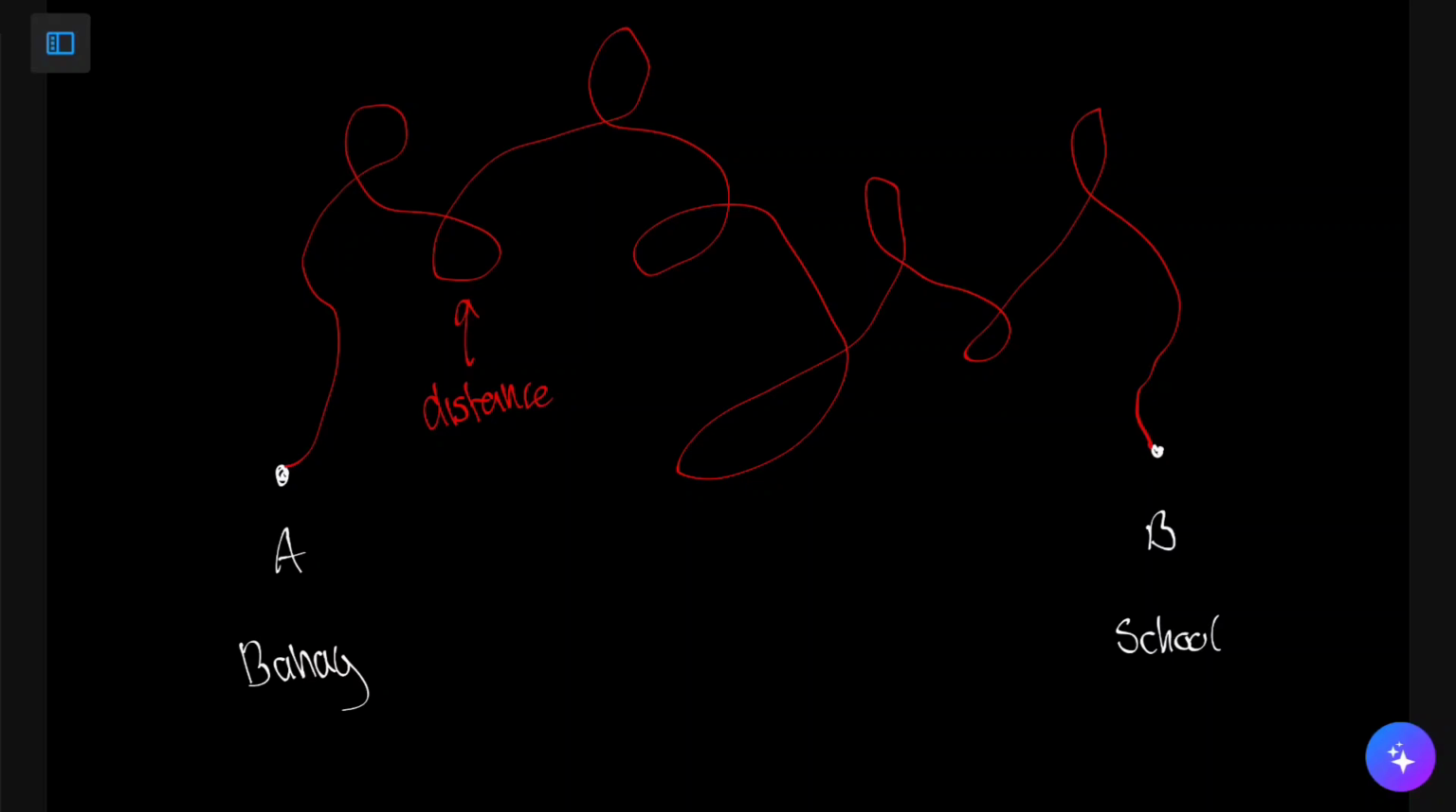So if that's the distance, then what do you call this? What do you call that straight path from A to B? Yung blue. So I'll give you 3 seconds again. 1, 2. Okay, so that is what you call your displacement.